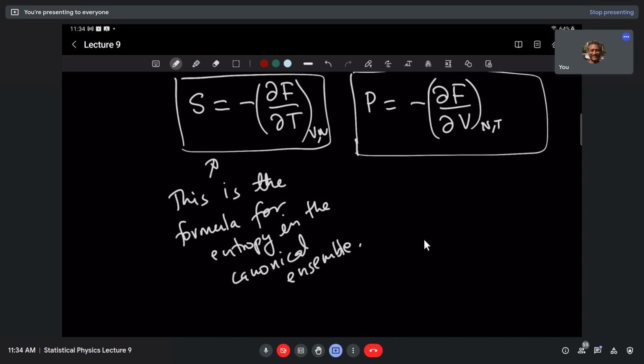We derived this when the two ensembles were equivalent. But now the question to you is, suppose I have a situation where I only have a canonical ensemble. What is the formula I should use for S in the canonical ensemble? There's no equivalent microcanonical ensemble. Then what is the formula I have to use?